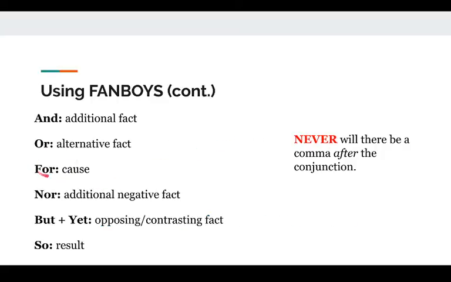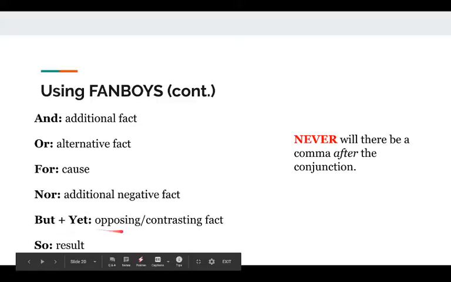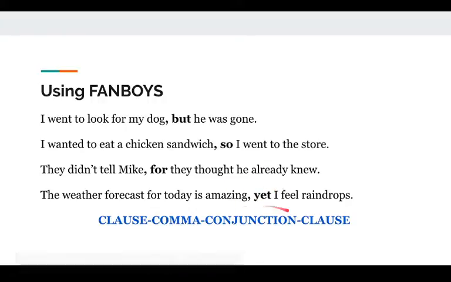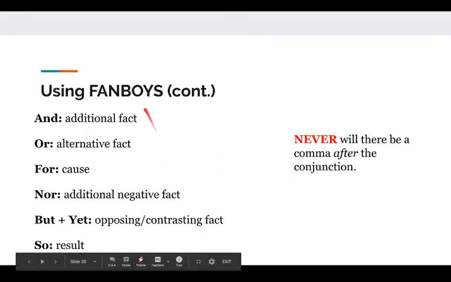For the coordinating conjunction for, it's supposed to introduce a cause. So this first clause is, they didn't tell Mike, and the cause being, they thought he already knew. And lastly, yet is used like but, an opposing contrasting fact. So the weather forecast for today is amazing, but the contrasting fact doesn't make sense that you feel raindrops. So that's just some of the ways to use 4 of these FANBOYS. The rest are pretty self-explanatory. If you're confused on which one to use, you can refer to these sort of definitions. It's just telling you when you should be using each coordinating conjunction.